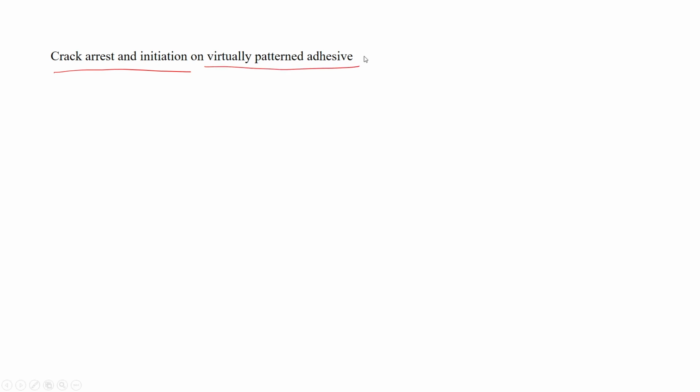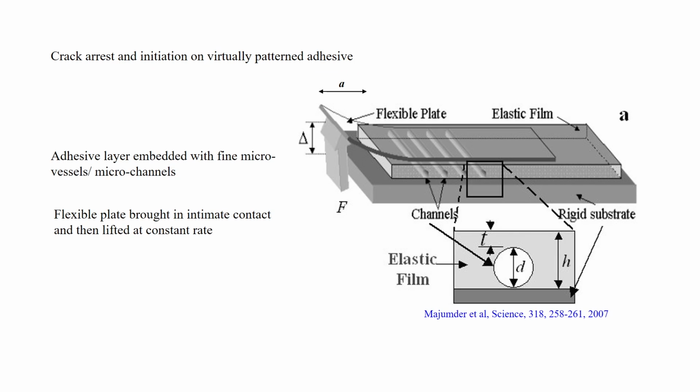What I mean by this is that the adhesive is smooth at the surface, but there are patterns and structures underneath the surface, and therefore these are virtually patterned adhesives. What we are going to show you is that the adhesive itself may be smooth, but there may be patterns and structures in the bulk of the adhesive that can also enhance adhesion. So, basically what I am going to talk about is this.